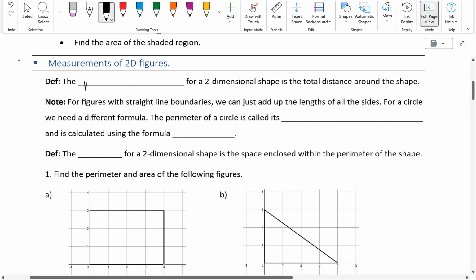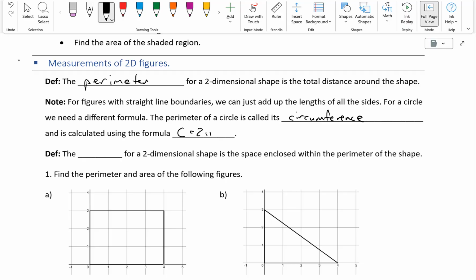The perimeter for a two-dimensional shape is the total distance around the shape. Note here, for figures with straight line boundaries, we can just add up the lengths of all the sides. For a circle, we need a different formula. The perimeter of a circle is called its circumference, and is calculated using the formula C equals 2 pi r.